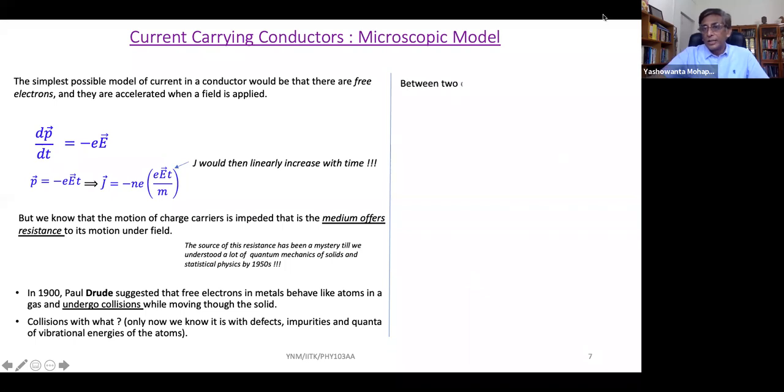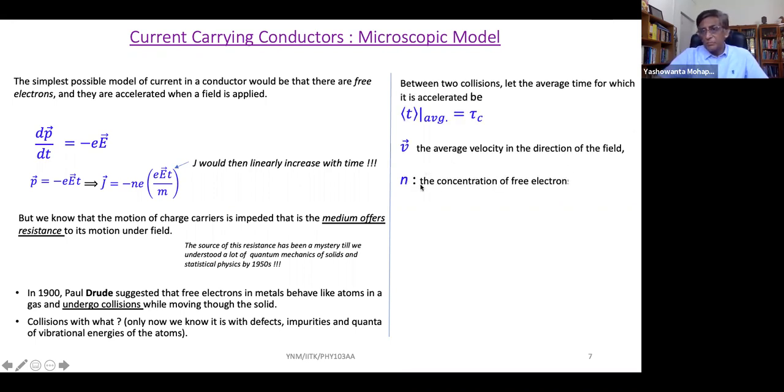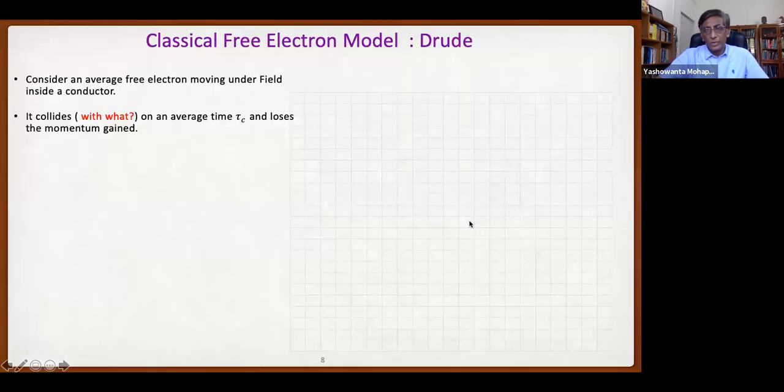So between two collisions, let's assume that there is a time for which it's accelerated, and that is tau c. And V is the average velocity, and n is the concentration of free electrons per unit volume. Now this is considered the simplest possible model of a metal, and that is the Drude model, which we have discussed while discussing the Hall effect.